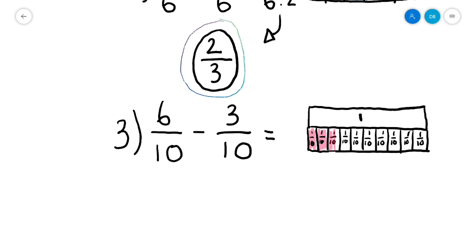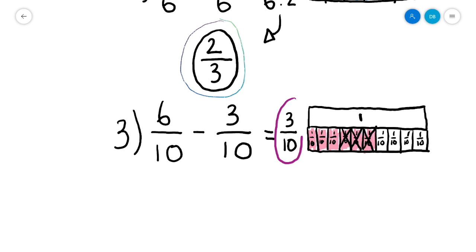Oh no. 4/10, a little glitch in the system. 5/10, 6/10. Alright, now we are taking away 3 of those tenths. Take away 1, 2, 3. And we're going to be left with 1, 2, 3. 3/10. So 6/10 minus 3/10 equals 3/10.